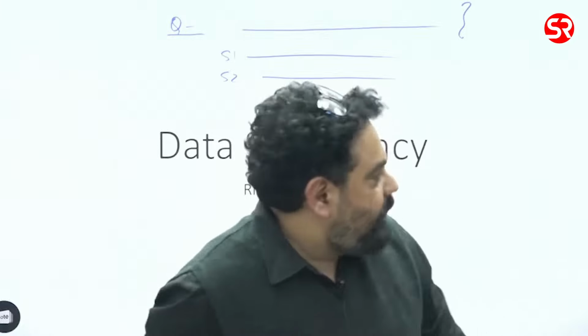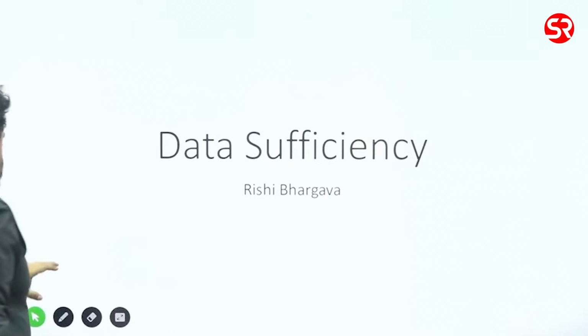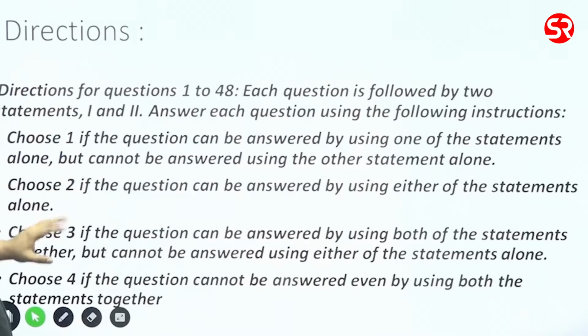Now, see, this is what exactly it is. Listen carefully, please pay attention. These are the directions in most of the questions. Choose one if the question can be answered by using one of the statements alone, but cannot be answered using the other statement alone. Choose two if the question can be answered by using either of the statements alone. Choose three if the question can be answered by using both the statements together but cannot be answered using either of the statements alone. Choose four if the question cannot be answered even by using both the statements together. So these are the options that are available.